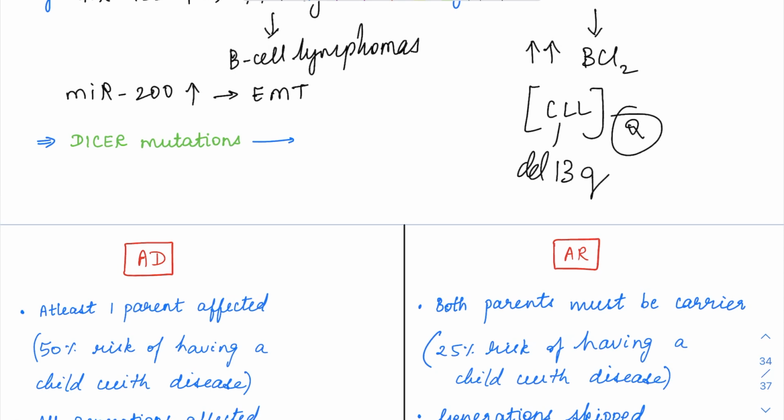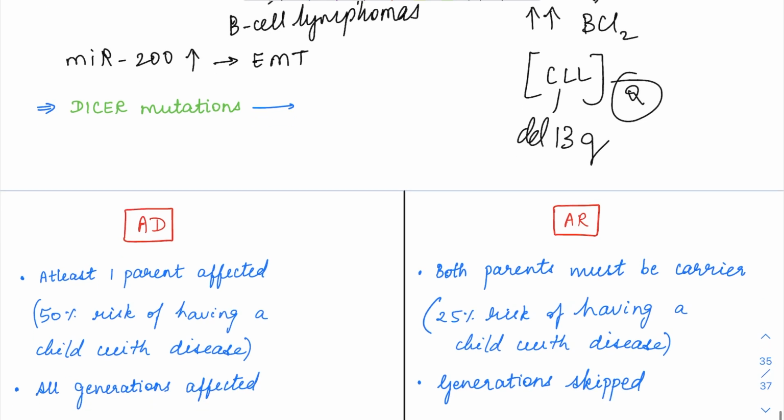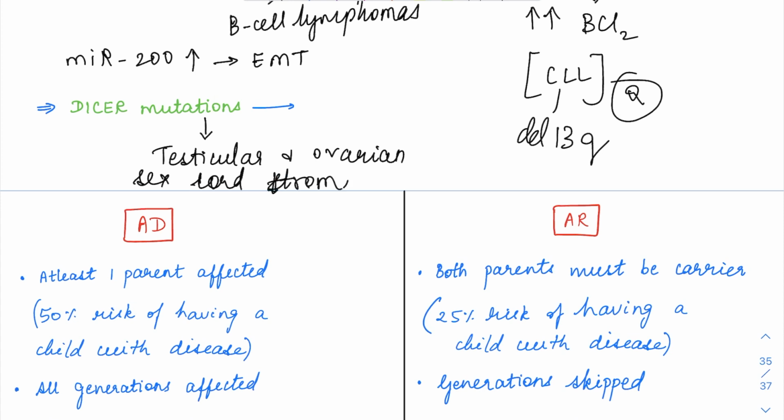There is something called dicer mutation also. MicroRNAs also need to be synthesized, right? During their synthesis, there are certain enzymes like DROSHA, then dicer. Mutations in these can also result in diseases. Dicer is one such enzyme which is needed for microRNA synthesis. Dicer mutations can result in testicular and ovarian sex cord stromal tumors. Sex cord stromal tumors are associated with these dicer mutations. All of these are again MCQs.